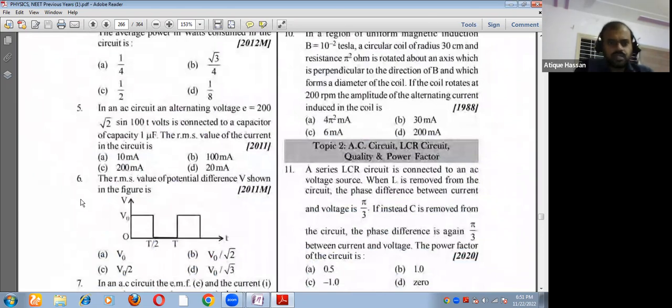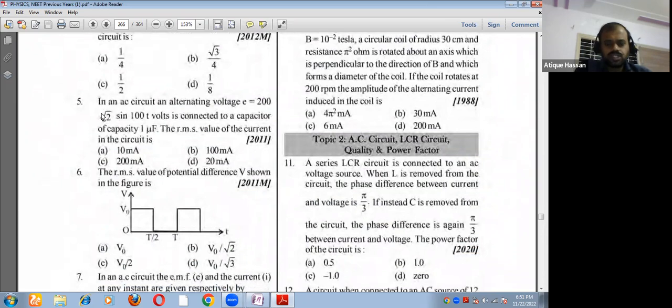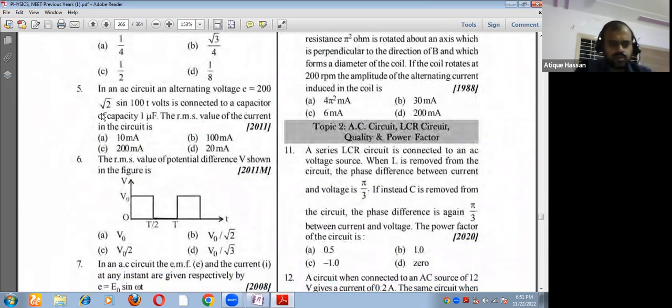Now see question number 5 and question number 6. Attempt both question number 5 and question number 6.